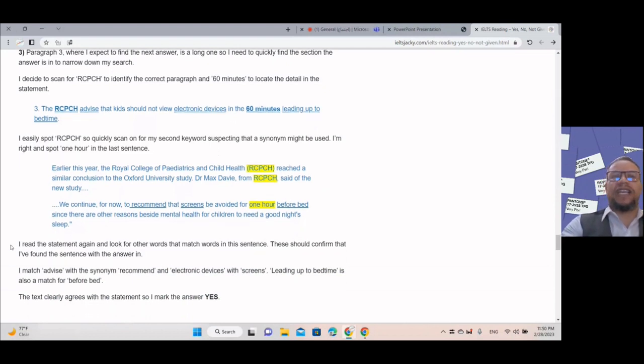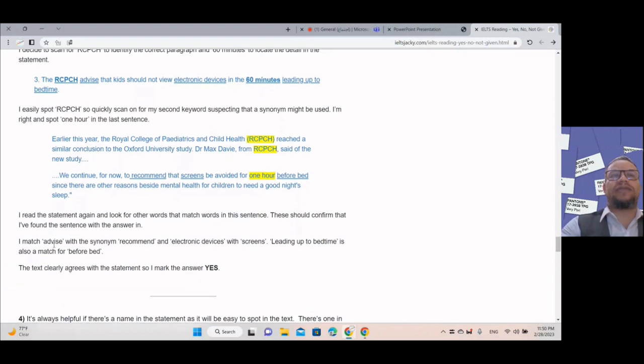So I read the statement again. I got the keywords. I match advice with the synonym recommend, electronic devices with the screen, also leading up to bedtime with the words before bed. The answer for all of that is yes, because I got the whole information the same, although I have synonyms, but the same meaning, I mean. So I have yes. So yes, no, till now.